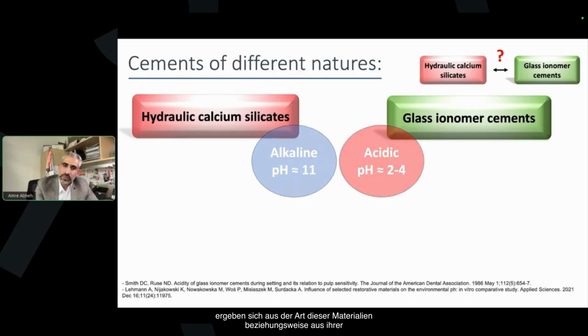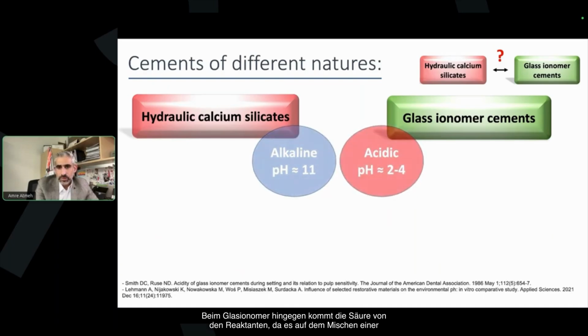Hydraulic calcium silicates are alkaline. Their pH is around 11. And anything alkaline is more into remineralization and favorable biological changes, while acidic, especially on mineralized tissues, means loss of these tissues. The pH of the glass ionomer is around 2 to 4.